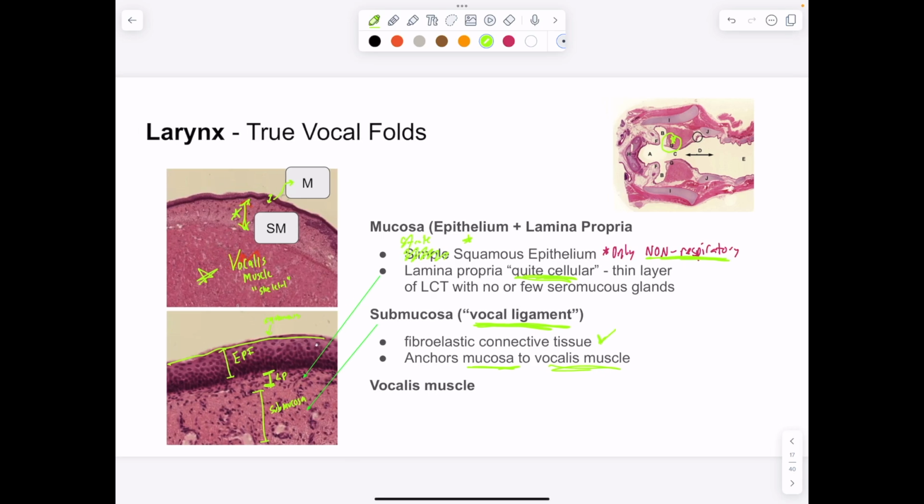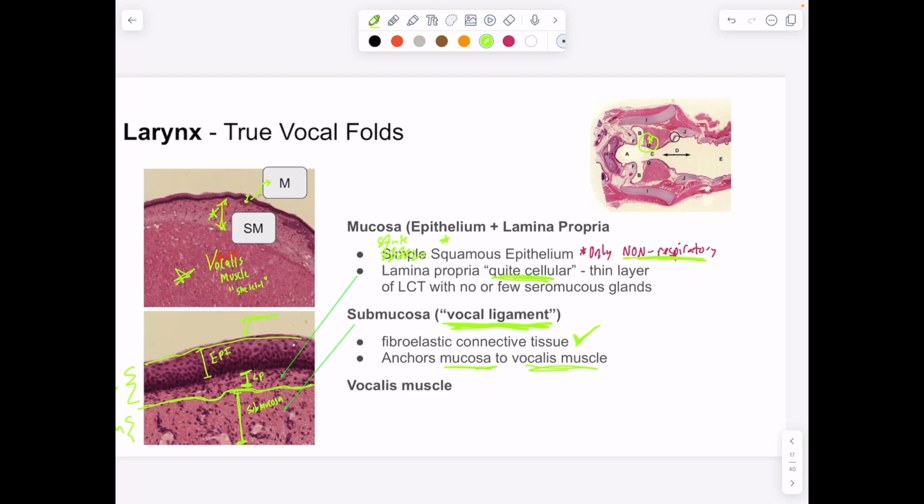All right, but fibroelastic connective tissue in the submucosa region, how can you separate the two? Well, you can kind of trace here where these are hypercellular, there's a lot of cells in the lamina propria here, so where you go from high concentration of cells to more spread out, then you've gone from lamina propria to submucosa. All right, so again, mucosa, submucosa. And the submucosa here is going to have a vocal ligament, which is fibroelastic connective tissue. It's not well shown here.